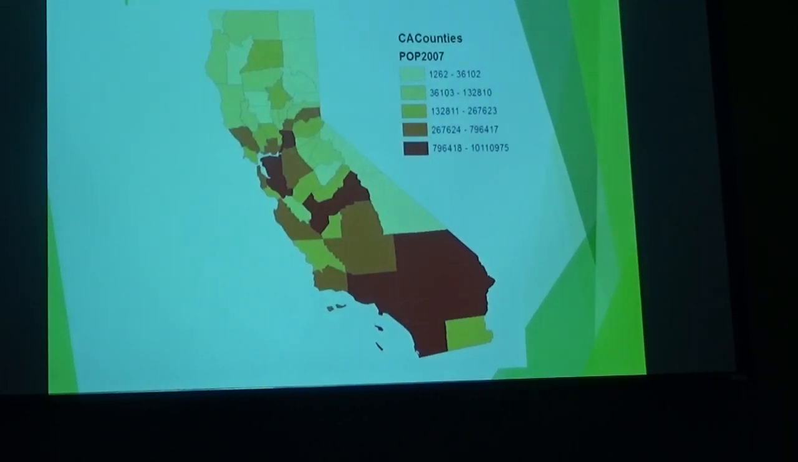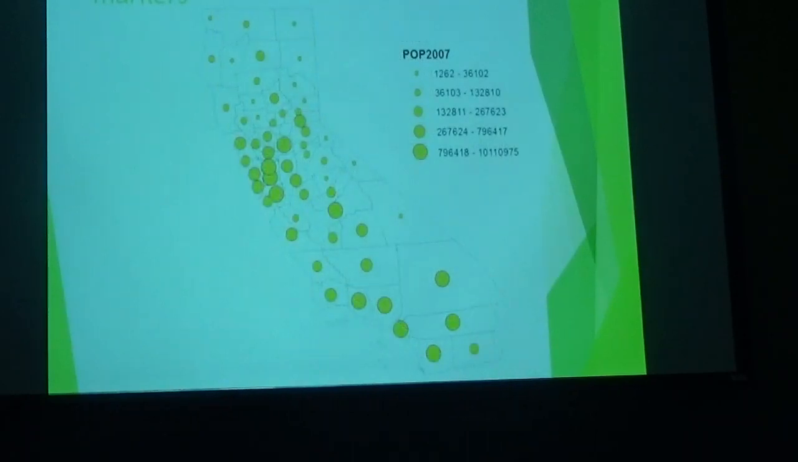What do I show right now here? I show the population count, and my geographic unit is county. Is all population equally distributed over a county? No. All right. Well, that's one way to map something.